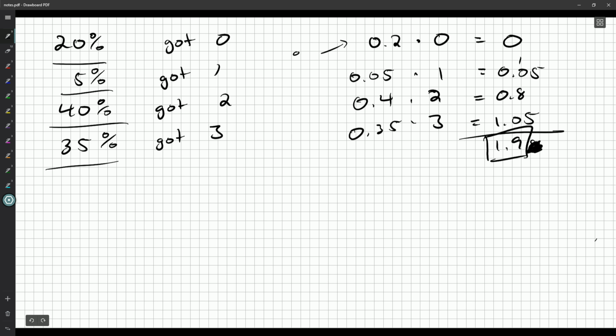Okay? But if you assume you've got 100 students, what's 20% of 100? And the reason we choose 100 is because, well, 20% of 100 is just 20.